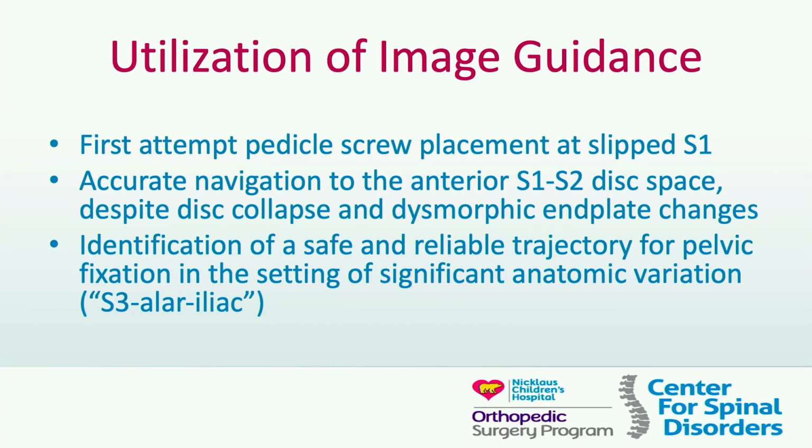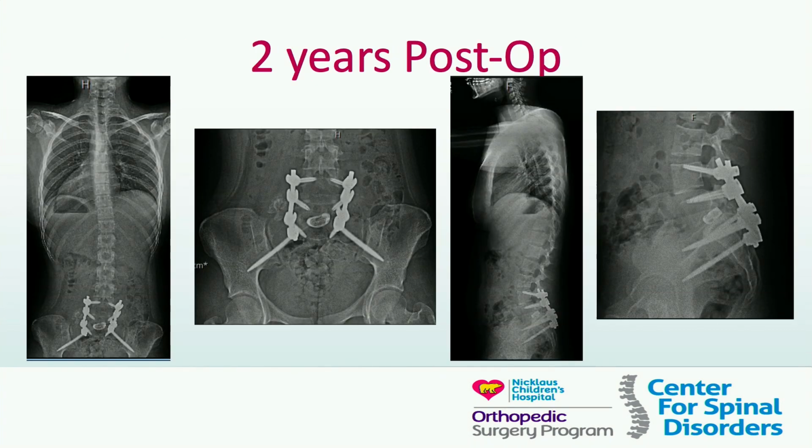And then also identifying a reliable trajectory for some pelvic fixation. We were able to do what we could probably call an S3 alar iliac screw. And intraoperatively being able to find that corridor was actually quite helpful in this patient. And here she is 2 years post-op, and she's doing well. Again, it's not about showing the x-ray, but showing that intraoperatively, this was much lower stress, much more reliable, even in patients with complicated anatomy.